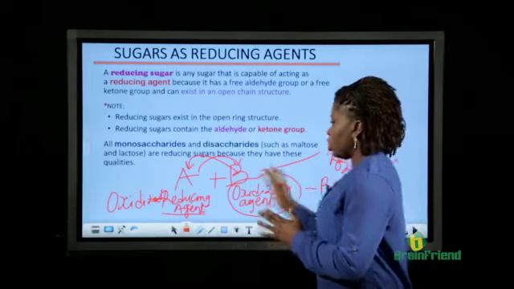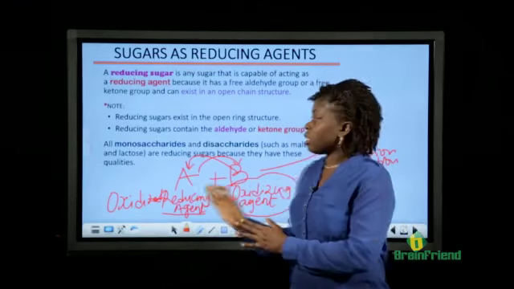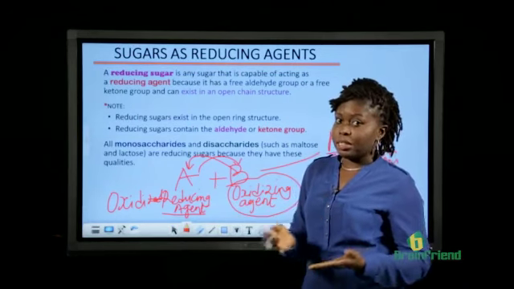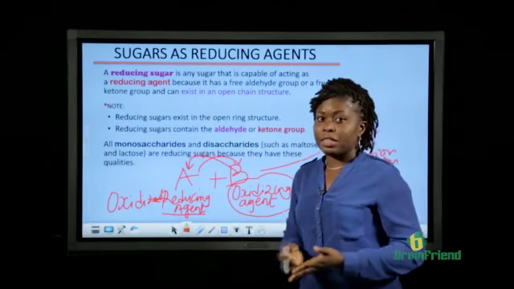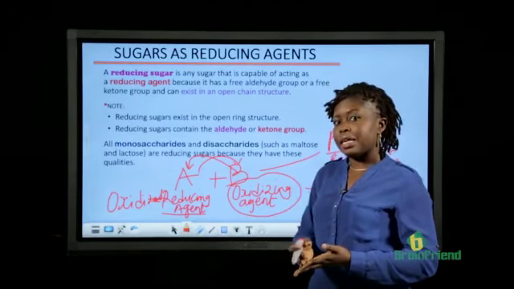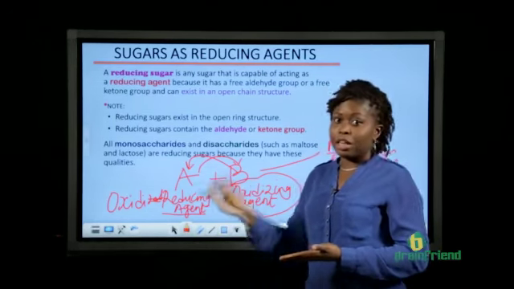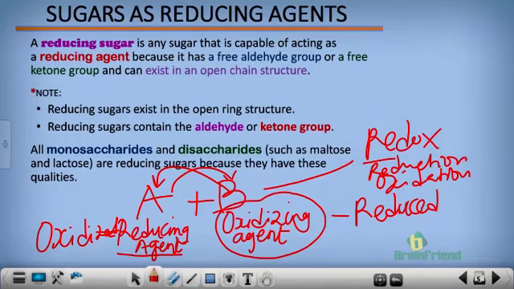So it's important we know this because in the course of the lesson, we'll be talking so much about reducing agents and how they are oxidized, so that you don't get confused when we say that reducing agents are oxidized and oxidizing agents are reduced. Now, a reducing sugar is any sugar that is capable of acting as a reducing agent.